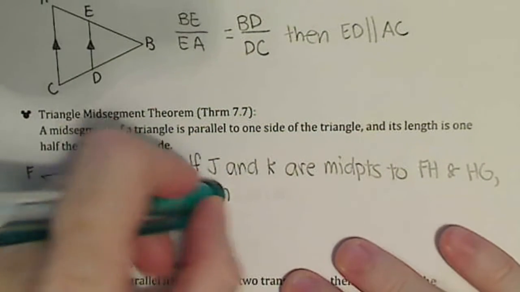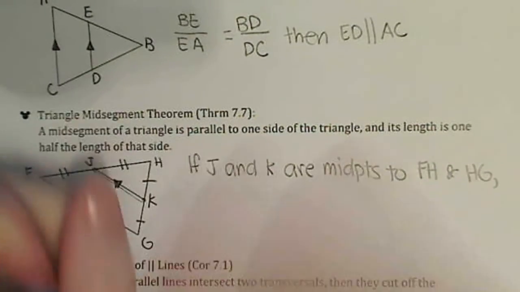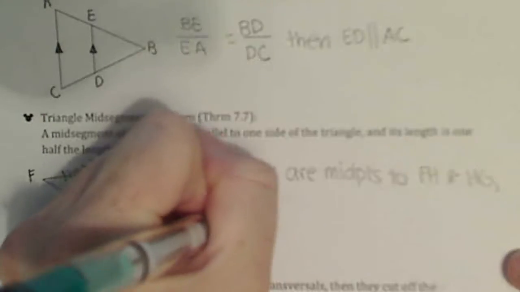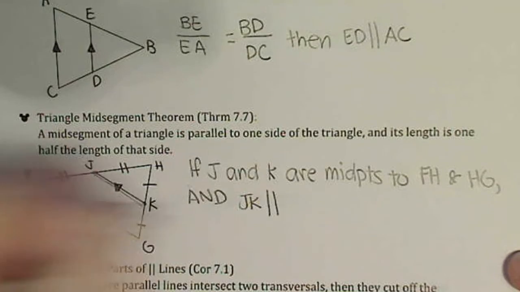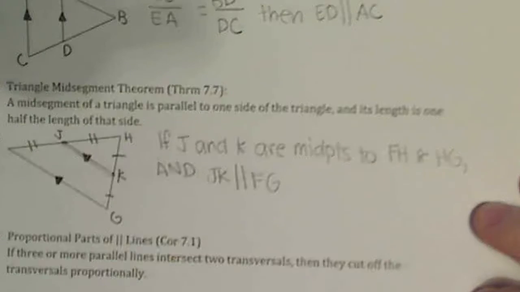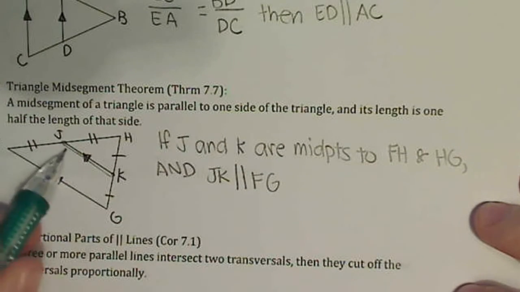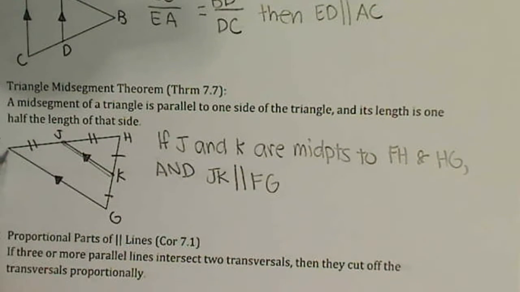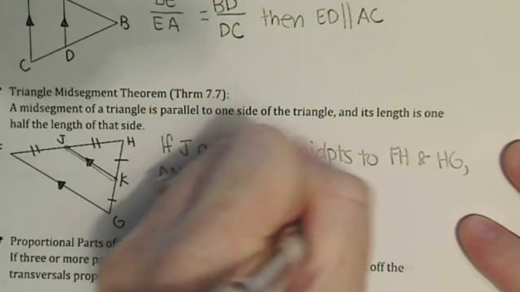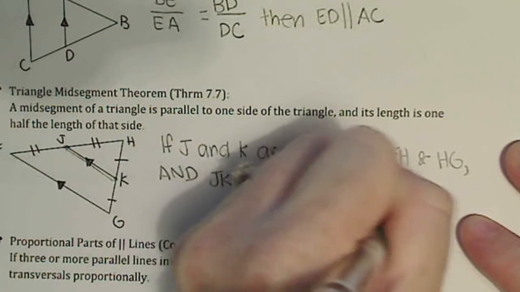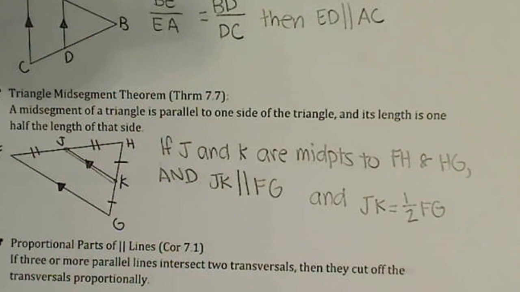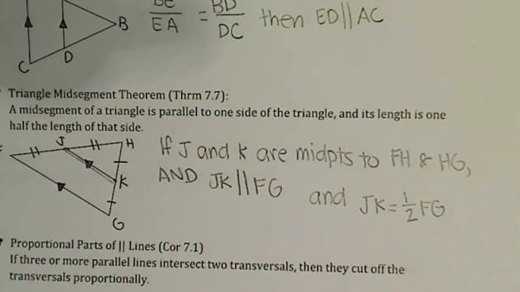and we have an and. So we have another condition. Not only do these have to be midpoints, we have an and. Another condition is we have to have parallel lines. So and JK is parallel to FG. If that's true, what we will have is that creates this length right here of JK being half the length of FG. So then we have JK is going to be 1/2 the length of FG. Important theorem right there. We're going to use that a lot this section.